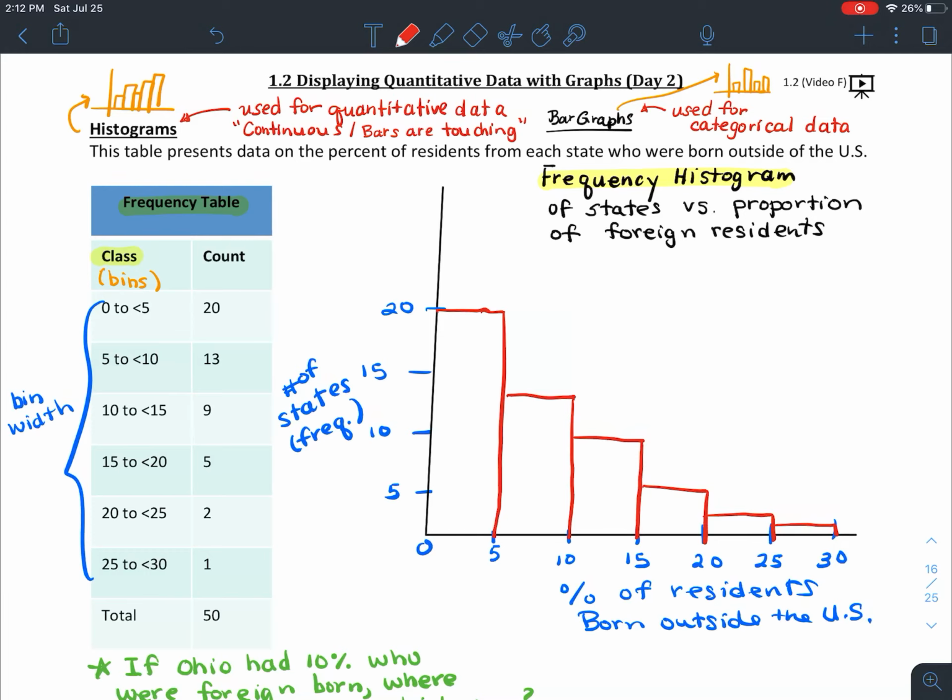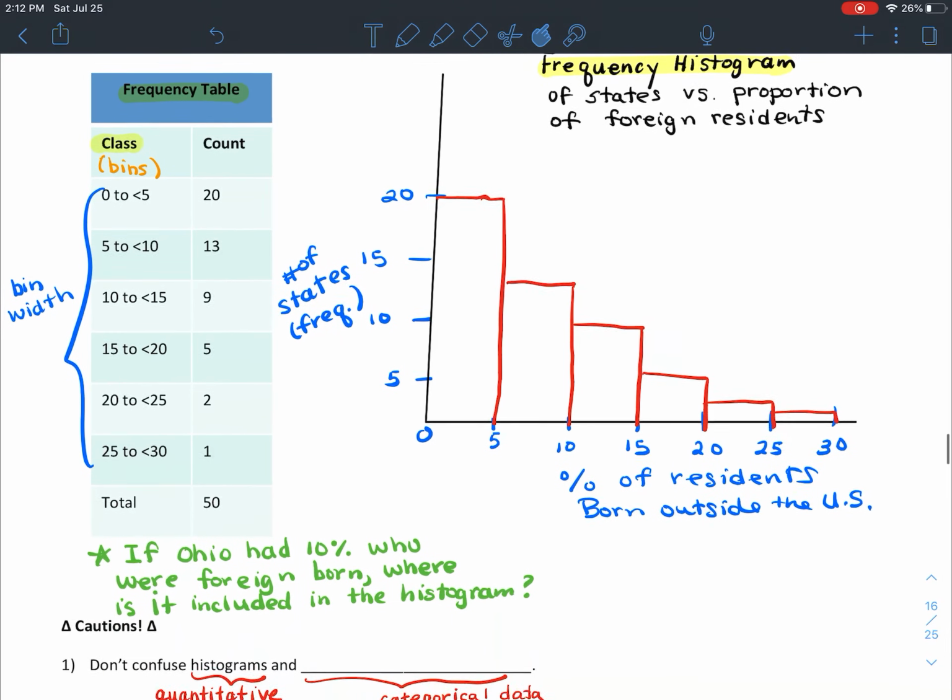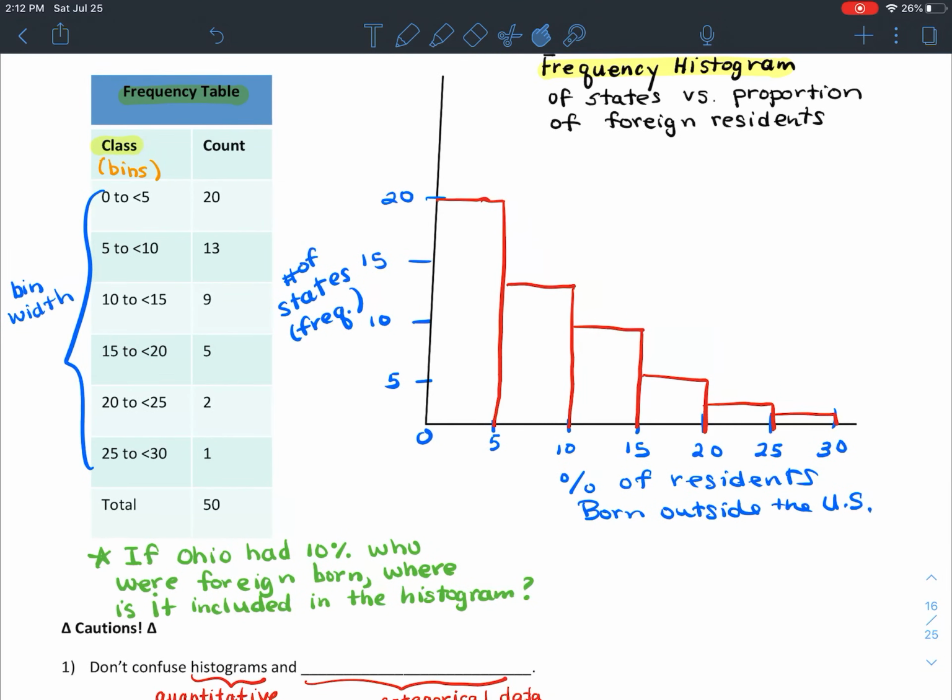Okay, so that's roughly an example of a frequency histogram where we're saying, look, there were 20 states out of the 50 that had less than 5% of their residents who were born outside of the United States, okay? So once again, just to reiterate, if, let's say, Ohio had 10% who were foreign born, my question to you is where is the 10% included? Is that included in this bar or is it included in this bar here?